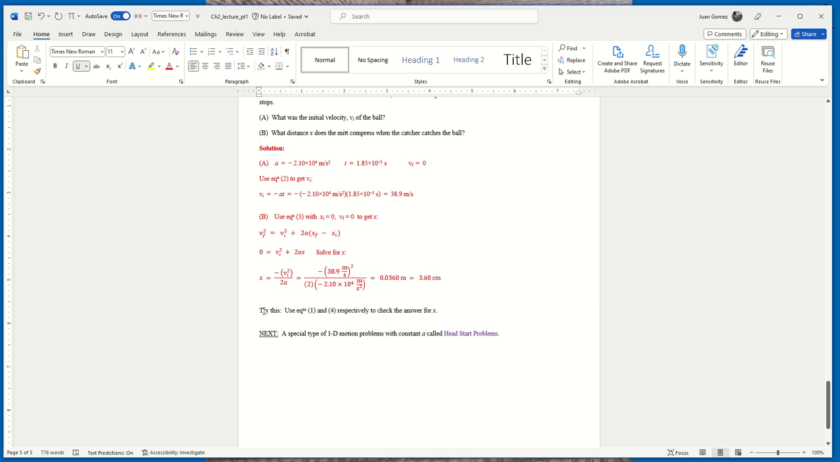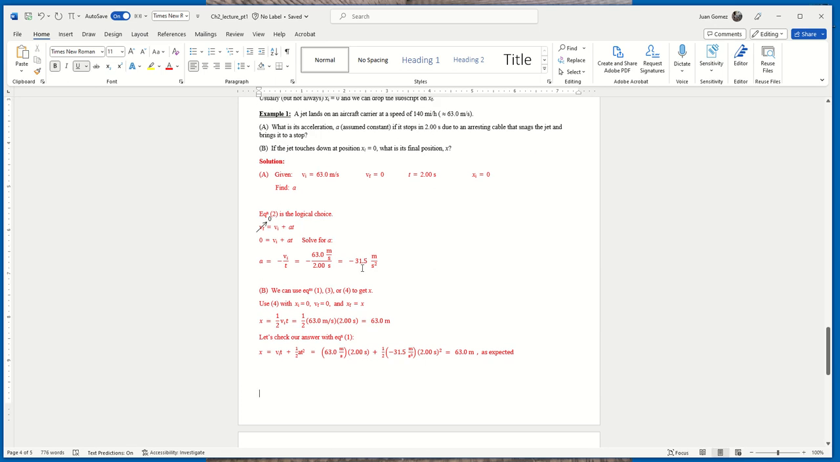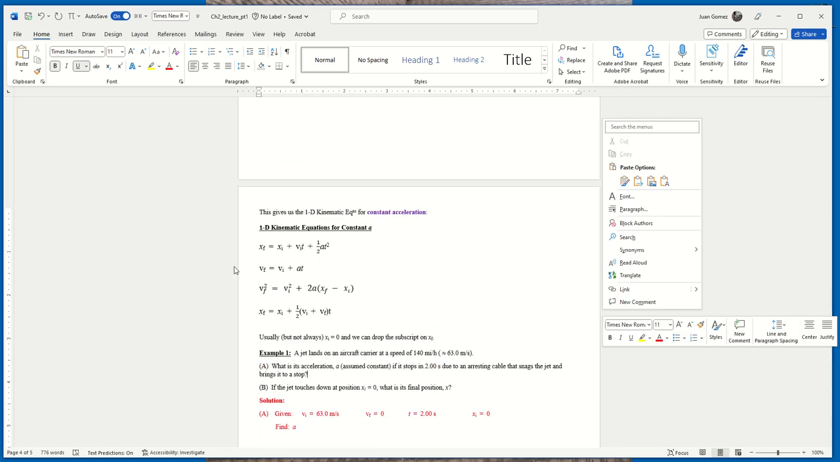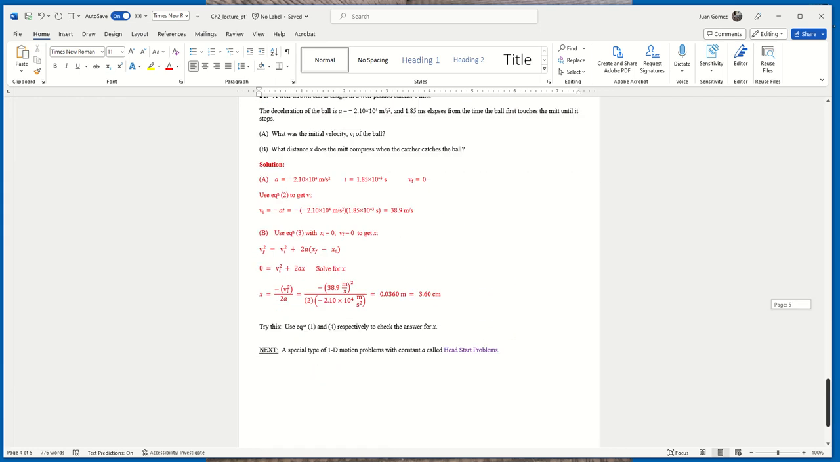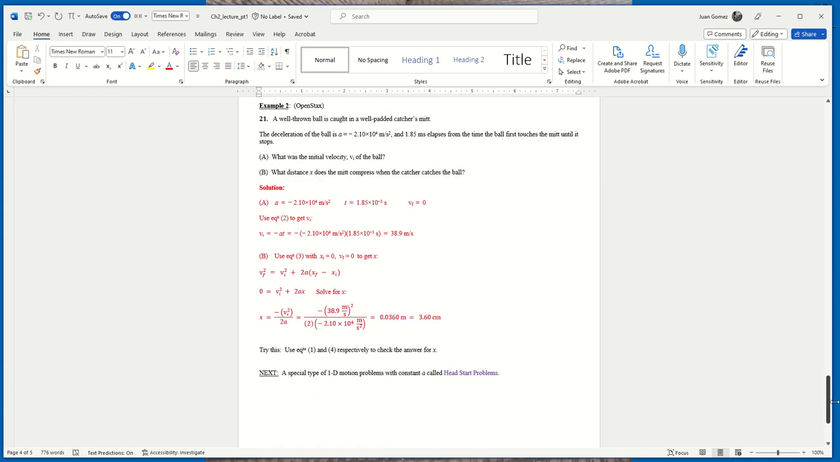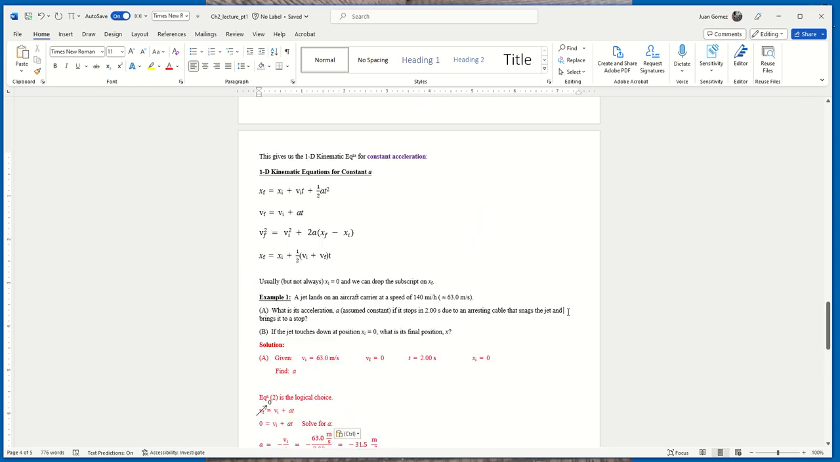Now something to try on your own: use equations 1 and 4 to get x, and see if you get the same value. Go back to the kinematic equations, use equation 1 or equation 4 to get x, and you will get the same answer. So that's the 1D, as they're known, kinematic equations. In this case, it's one-dimensional motion in the x direction, and they're only valid when the acceleration is constant, which, again, is all we deal with in Physics 1111.